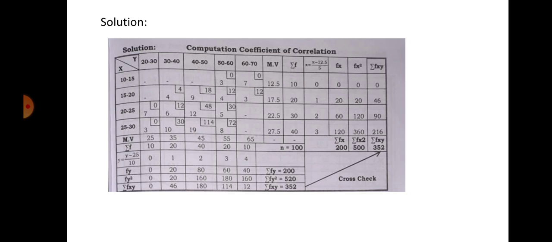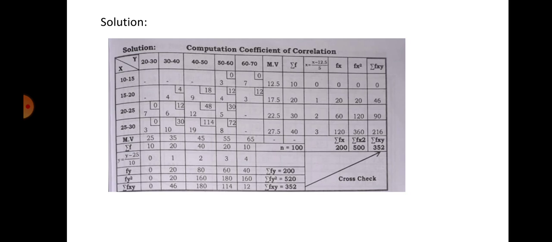38 into 3. How is this? 19, x is 3 and y is 2. 19 3s are 57. 57 2s are 114. Next, the last column. Last Fxy. What is this? 8. 8 into 3 is 24. 24 into 3 is 72.